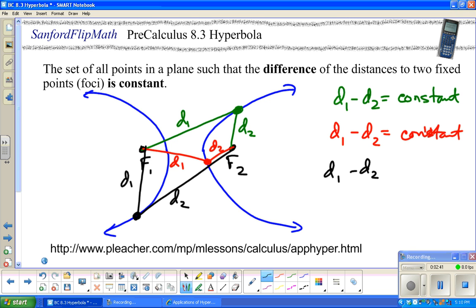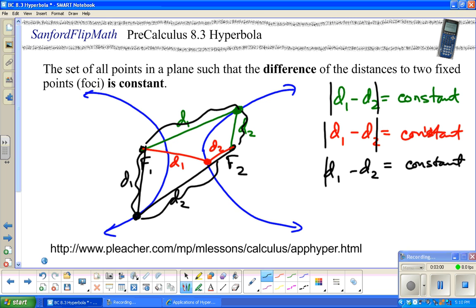Now, there's even one more catch here. You're probably looking at this going, obviously this distance is longer than this one, so when I subtract it, I'm going to get positive, whereas here, when I subtract this distance minus this one, it's going to be negative. So the only catch is these really need to be absolute value, so we're talking about a positive difference. All right, so this is an illustration of the geometric definition for hyperbola.